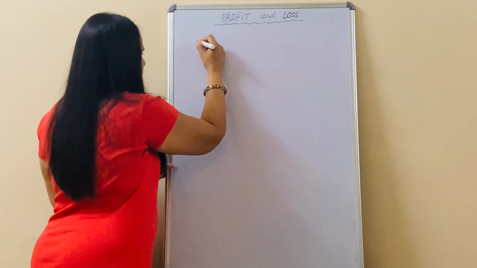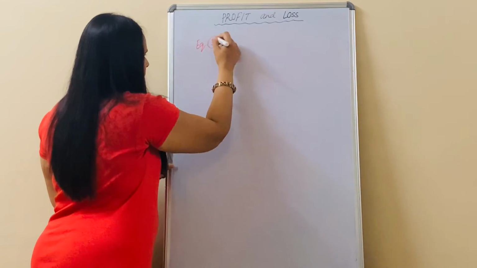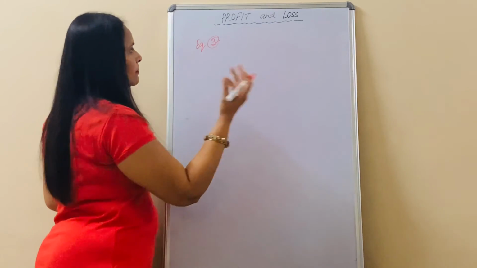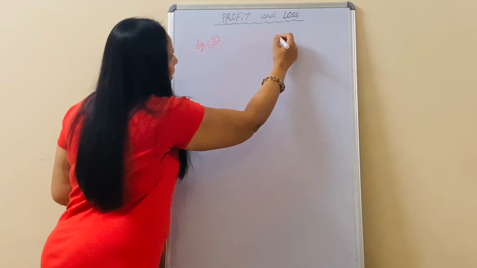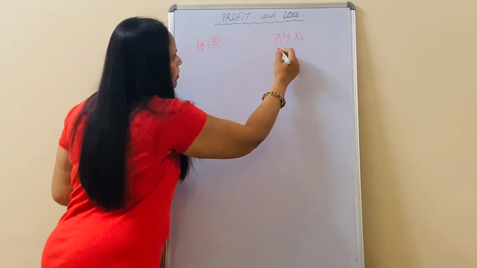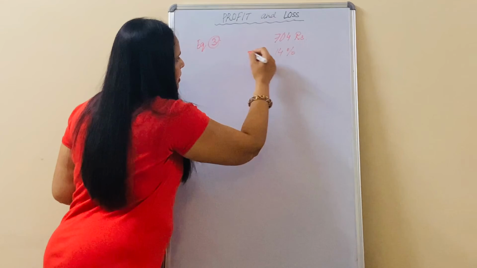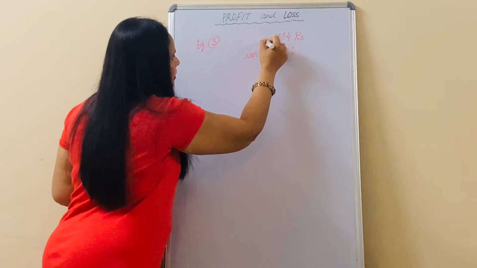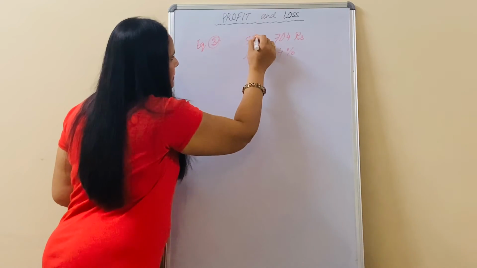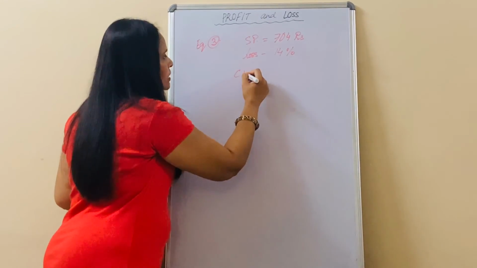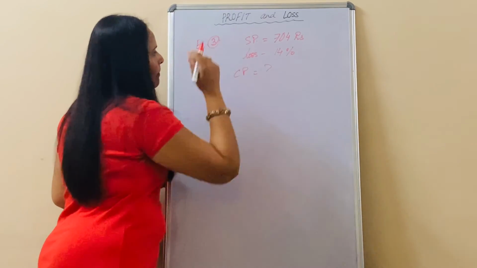Now the other example is example number 3. If a shopkeeper or a dealer sells his article, bag or anything for an amount of 704 rupees and experiences a loss of 14%. Here the loss is 14% and the selling price is 704 rupees for that bag. What is the cost price of that bag?